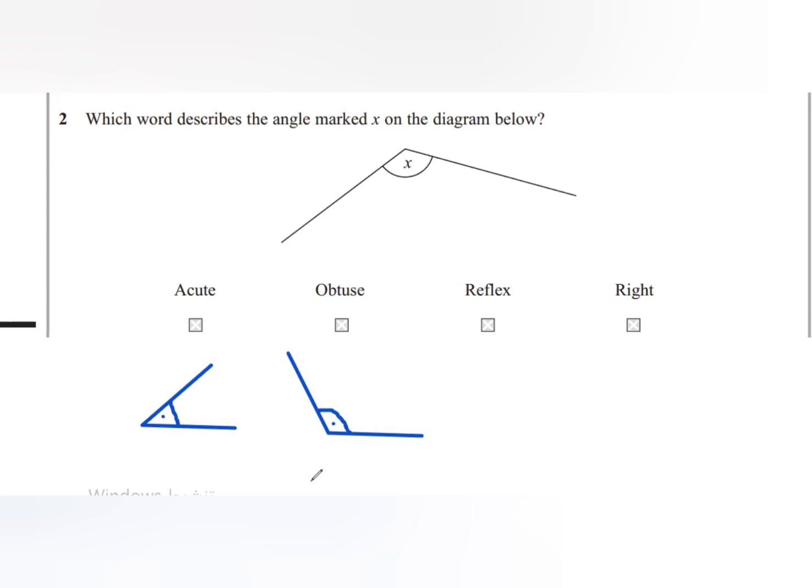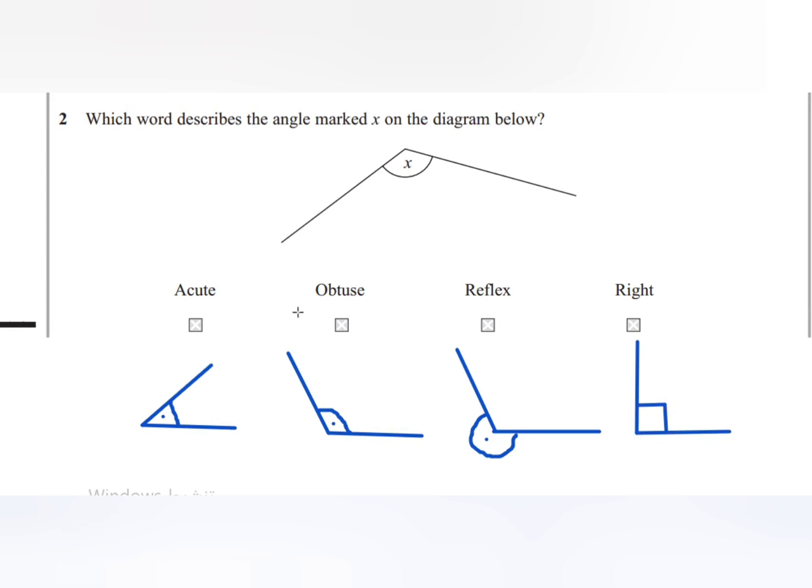The next one is reflex. Reflex means it's bigger than 180 and smaller than 360. That's the meaning of reflex. This is a reflex angle, as you can see, bigger than 180, smaller than 360. And the last one that we have here is the right angle, which looks something like this, and it's a 90-degree angle. This is the meaning of right angle.